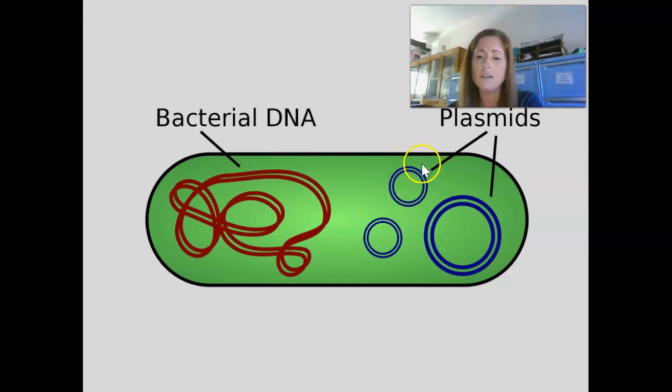Also in prokaryotes, you might find other little circular pieces of DNA that they've taken up over time, and these are called plasmids. So not its main DNA, but sort of like supplementary DNA that it gets from the environment.